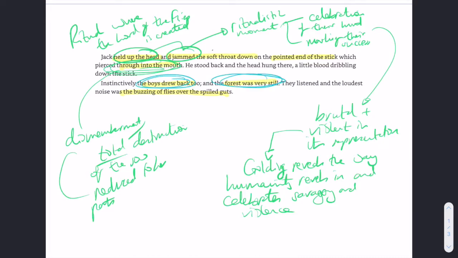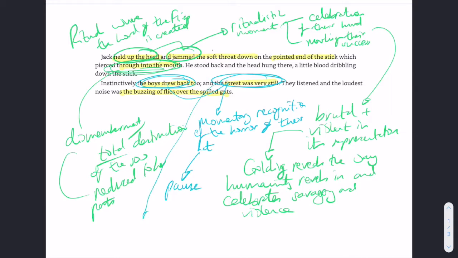Having said all of that about the brutality and the celebration of that, the boys have a momentary recognition of the horror of their own savagery. They step back because they identify the horror of their act. They can see that, and they see that for the first time.